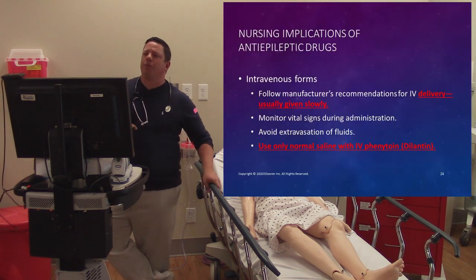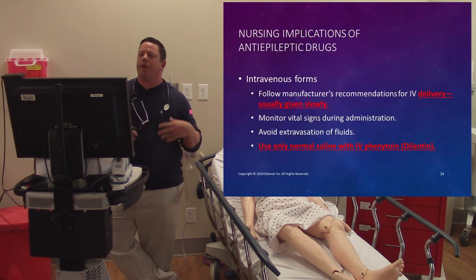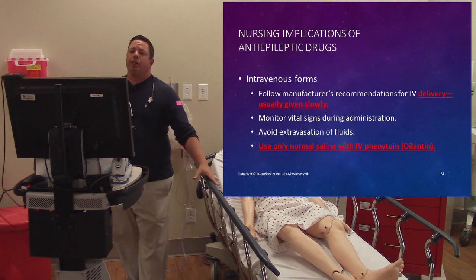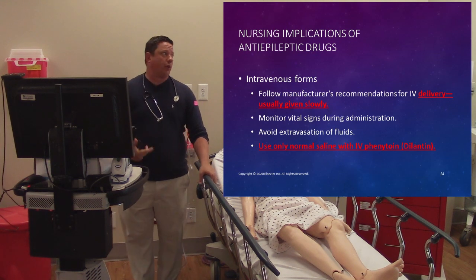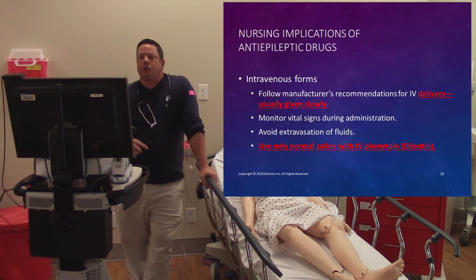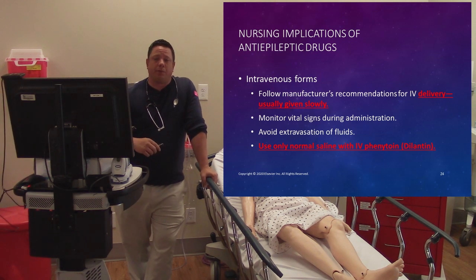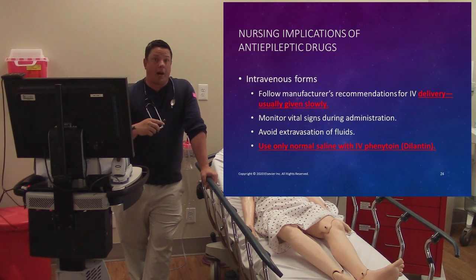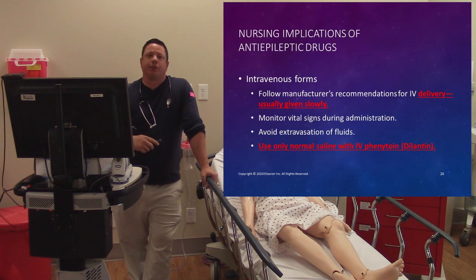So IV forms, intravenous forms, follow the manufacturer's recommendations. Delivery should be low and slow. Low dosage, slow, no more than 50 milligrams a minute. Monitor vital signs during administration. What are we going to monitor during administration? Hypotension, right? Avoid extravasation of fluids.